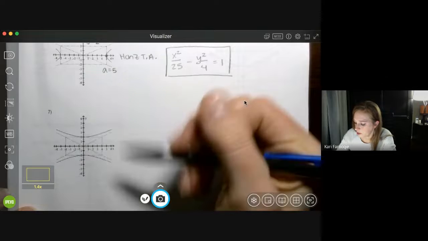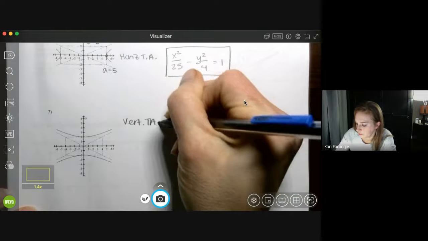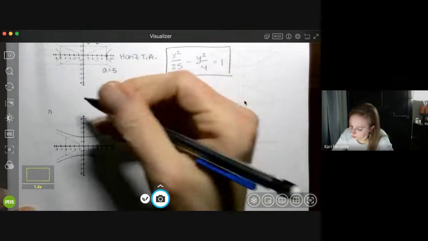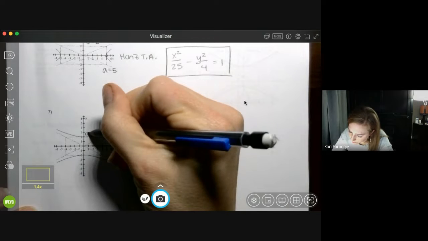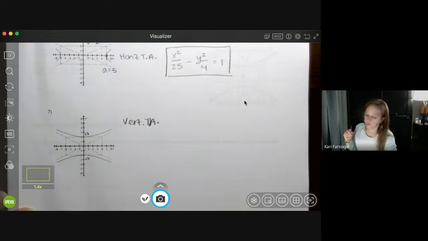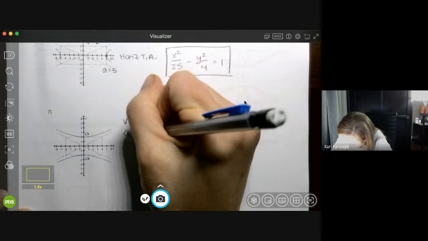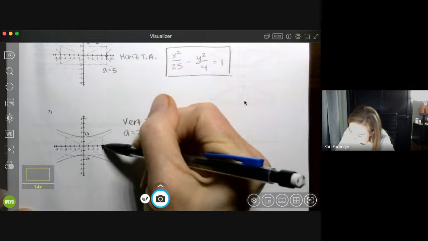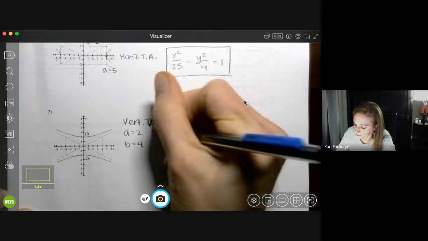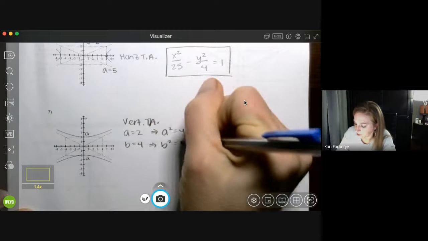So your hyperbola is opening up and down. You have a vertical transverse axis. That must mean that A are these points on your vertical axis. So we would say that A equals 2. And then B lies on your other axis. So B would be 4. A squared is 4. B squared is 16.